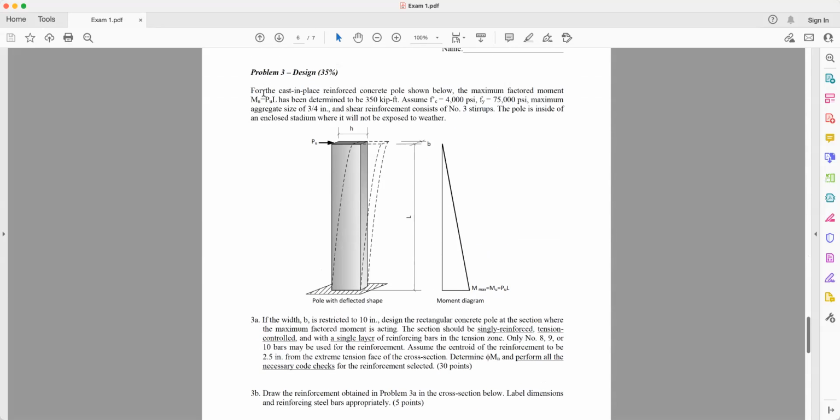Last problem. Cast-in-place concrete pole, pulling from the top, pushing at the top, I'm sorry. And then I have a moment of Mmax equal to P times L, right? You know it's 350 kip-foot. Save you the trouble, you don't have to compute. It's already 350 kip-foot, okay? Ask yourself, where is the maximum bending moment? The top or the bottom? Of course, it is in the bottom here, okay?